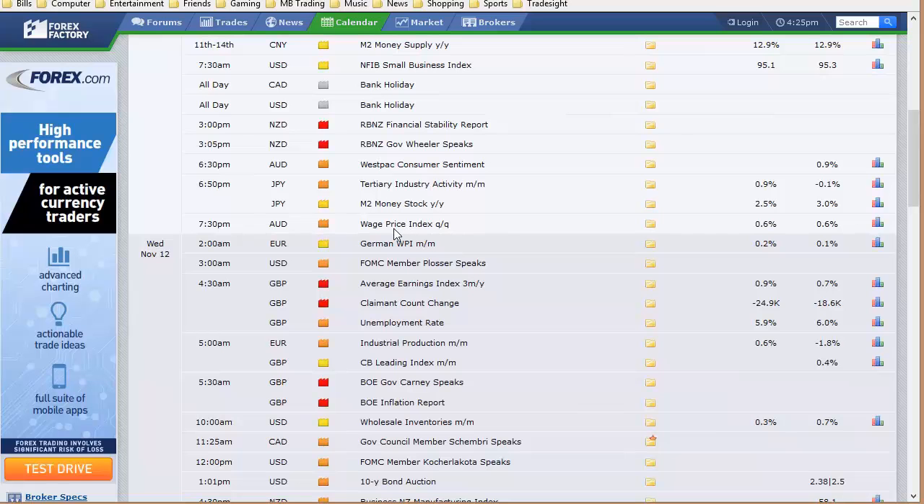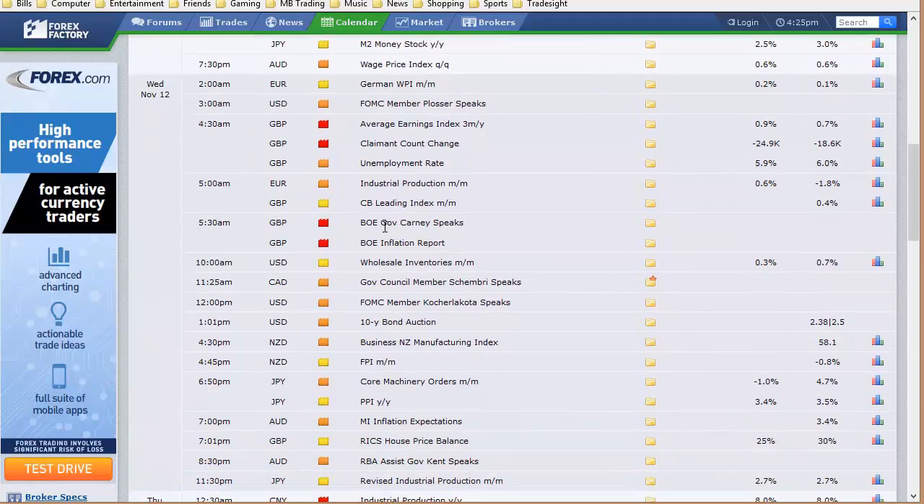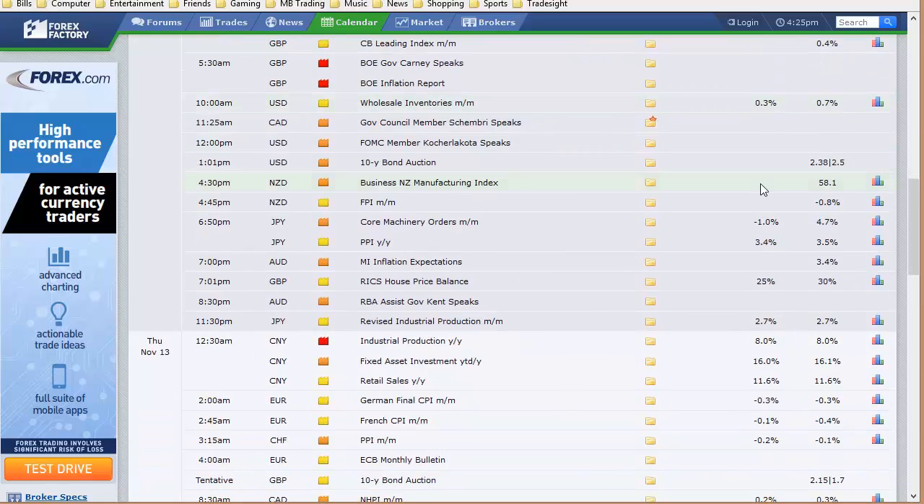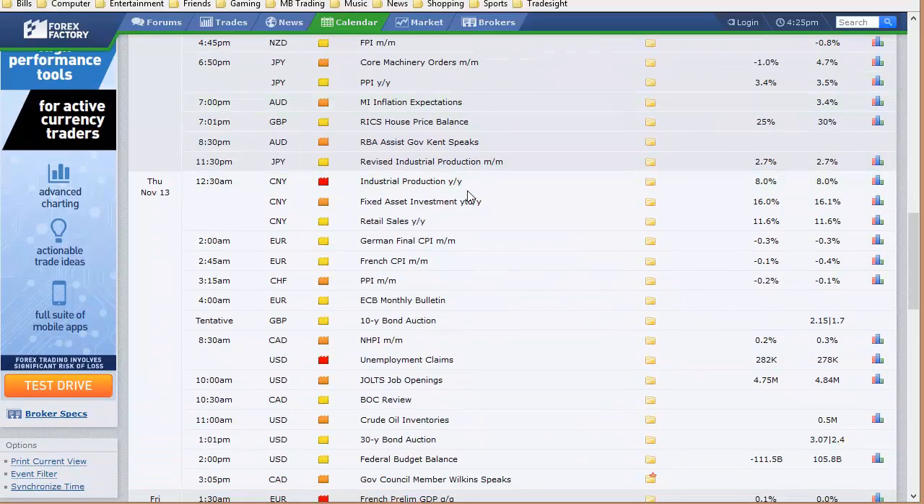Let's see. We've got the Westpac consumer sentiment out of Australia, tertiary industry activity out of Japan along with their M2 money stock number, wage price index out of Australia. Going into Wednesday, German WPI. We've got the UK's unemployment rate. We've got industrial production out of Europe. CB leading index out of the UK, and a Bank of England inflation report out of the UK. We've got wholesale inventories here in the US. Got a couple of Fed members speaking and whatnot. 10-year bond auction, 1:01 p.m. Eastern time. New Zealand's FPI and business manufacturing index, Japan's core machinery orders and PPI, MI inflation index, inflation expectations out of Australia.